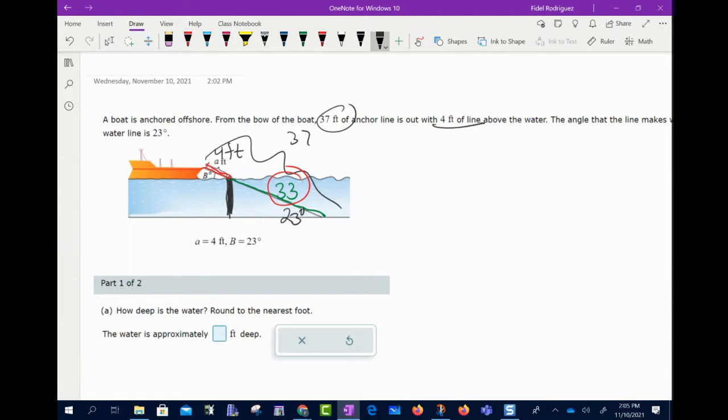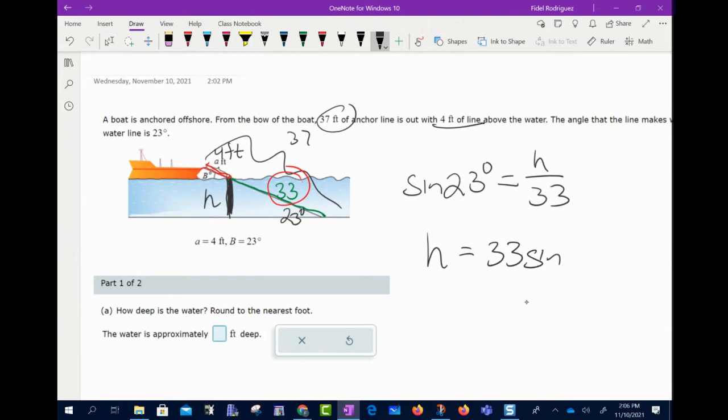What trig function can I use? Anybody know? Can I use sine, cosine? So, yeah, wouldn't we say that the sine of 23 degrees is equal to the opposite, I'm going to call it h, over the hypotenuse, which is 33? So then, yeah, sine of 23 degrees.